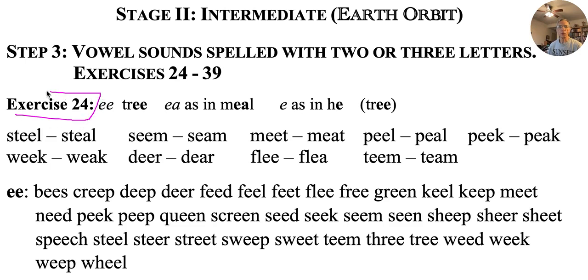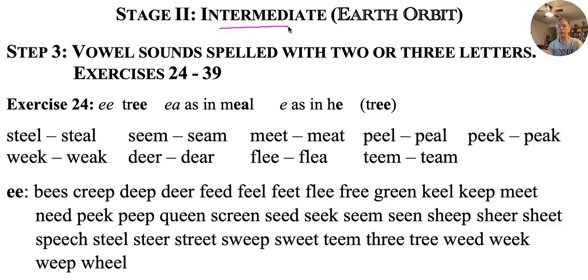Exercise 24. This is a new adventure. We're now moving on to stage 2. I want to congratulate you on finishing stage 1, which is liftoff. You studied all the short vowels and how to spell them, how to write them, and you've read quite a few sentences. Now we're going to stage 2, called Earth Orbit. Stage 3 is called Moon Landing.